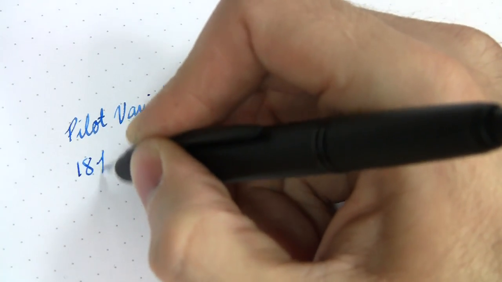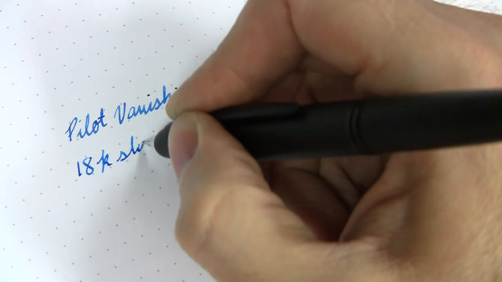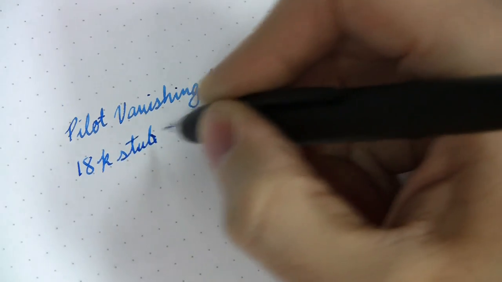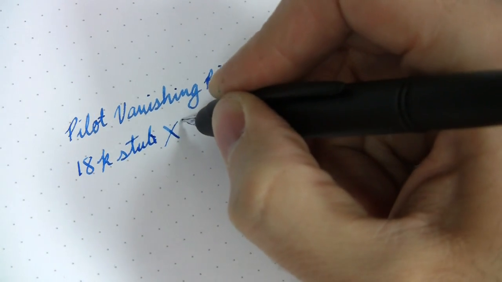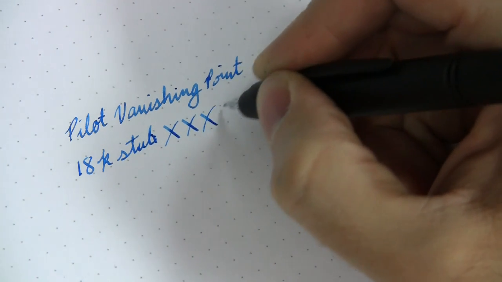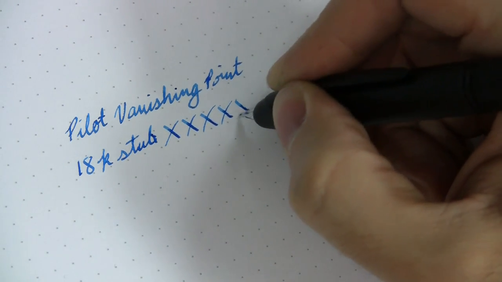Overall though, it's a fantastic writing stub nib. I'm really glad that Pilot decided to come out with this. And given the fact that the Vanishing Point is such a popular pen and this is a little bit finer stub that writes nice and wet, I think it's gonna be a really, really phenomenal nib for you to consider. So there's a preview of the Pilot Vanishing Point stub.